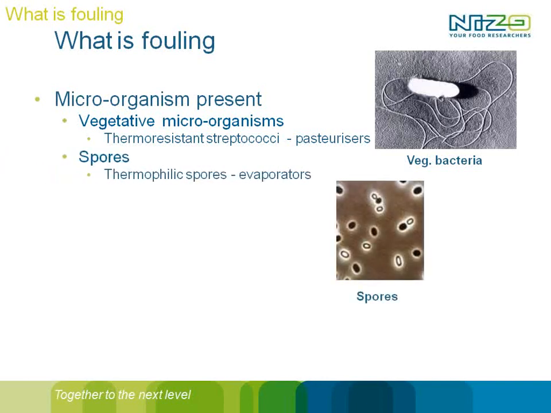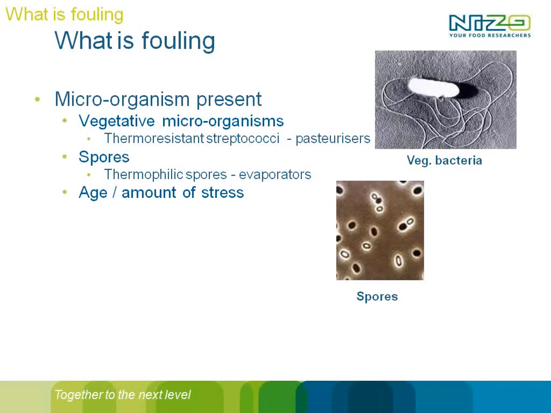The second type that can be in your equipment is so-called spores. They are more resistant against heat and against all kinds of chemicals. And very famous ones are the thermophilic spores, which are known to be present in evaporators and cause biofouling in biofilms there.